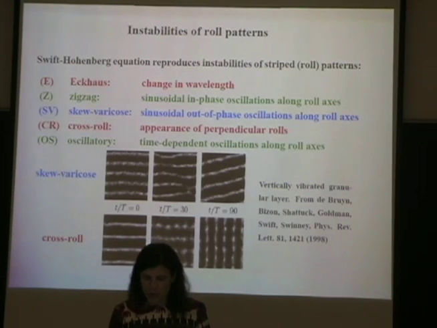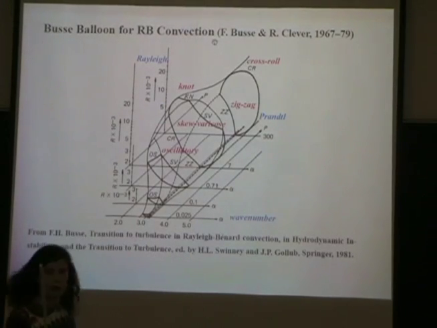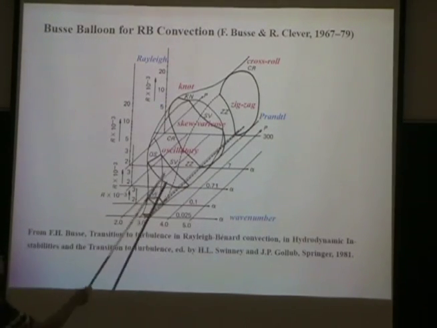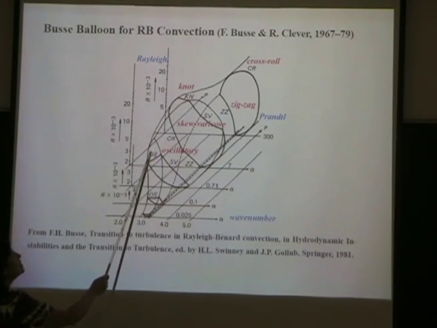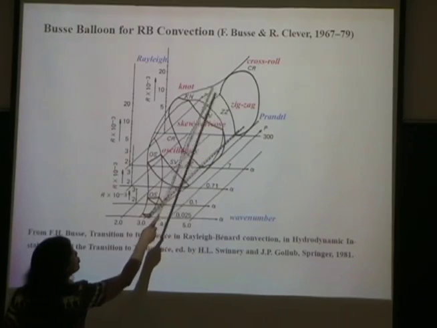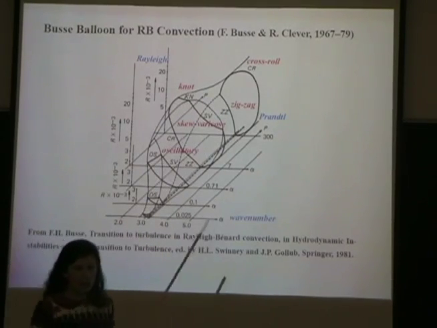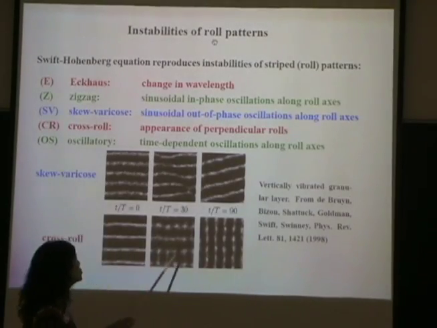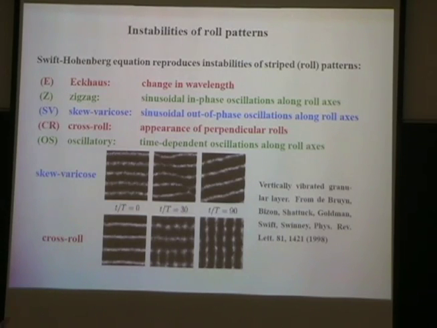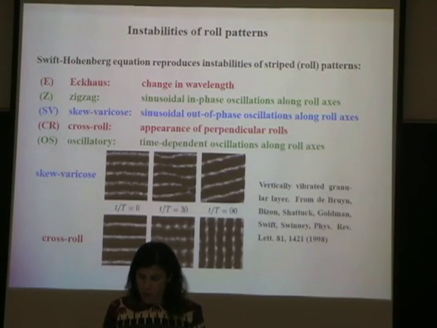You remember the Busse balloon from last time, this very Busse that I mentioned several times. These are rolls in convection, and these are the calculated instabilities that are formed: the cross roll, the knot, skew varicose, zigzag, and so on. And you recall that I showed these pictures that, amazingly enough, are in vibrated granular material, in sand. It has the same instabilities, showing that these instabilities are not just a particular property of convection, but general things, just like the theory of squares versus hexagons. Unfortunately, I cannot go through the details.